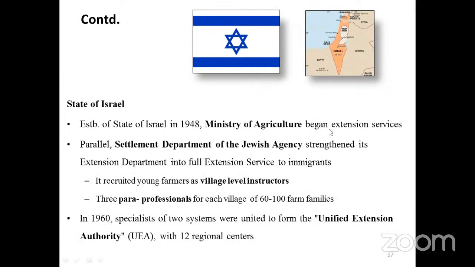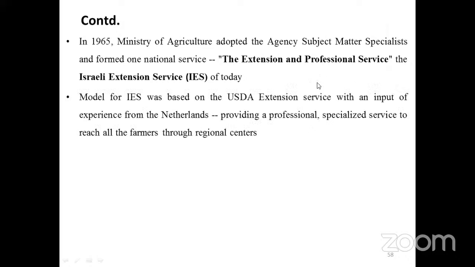So this was after Israel came into being in 1948, where this Ministry of Agriculture began extension service. And they had this settlement department also, as I have already mentioned. Then in 1960, these two departments were merged and the Unified Extension Authority was formed. Then they had this extension professional service and Israeli extension service, which is present till today.